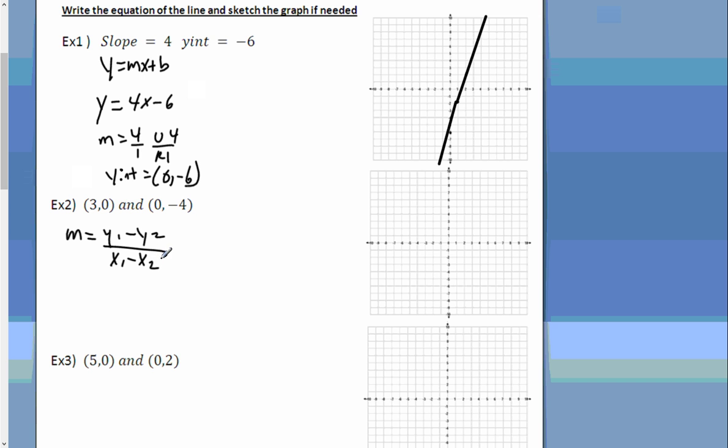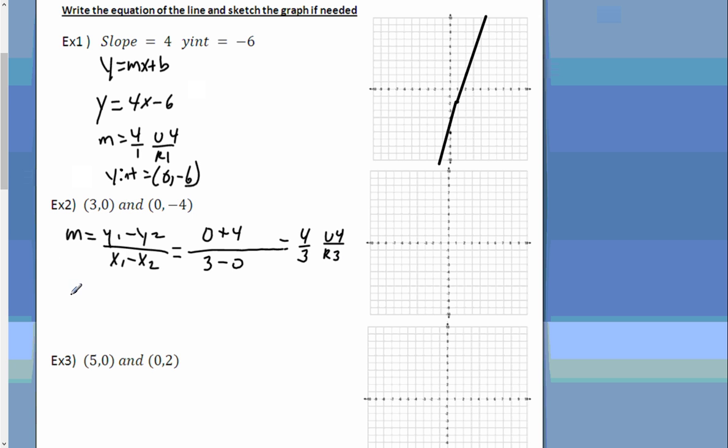And if you don't know what that formula is, or you don't recognize it, go back to the lesson on slope, and there's a couple examples of that. But go ahead and plug in the pieces. So I have 0 minus a -4, which is +4. And I have 3 minus 0. So I end up with 4/3. My slope is 4/3, which means up 4, right 3.